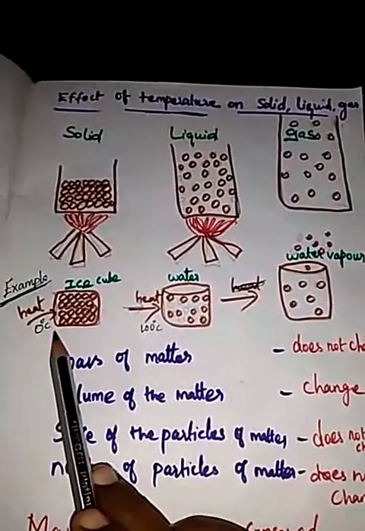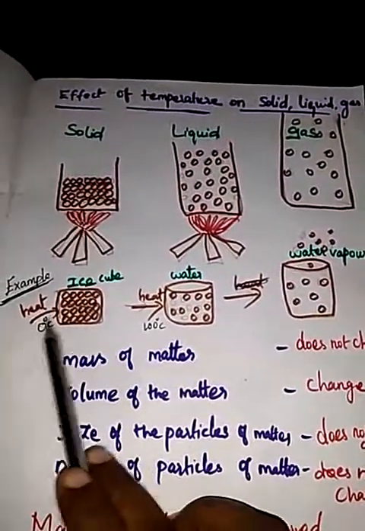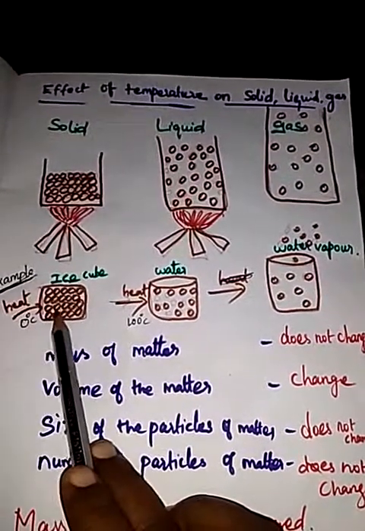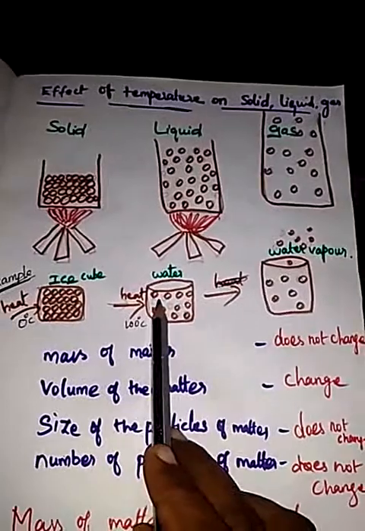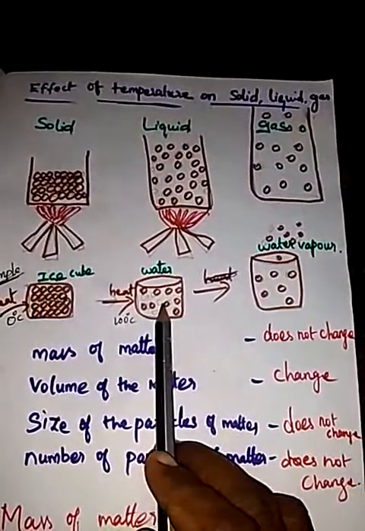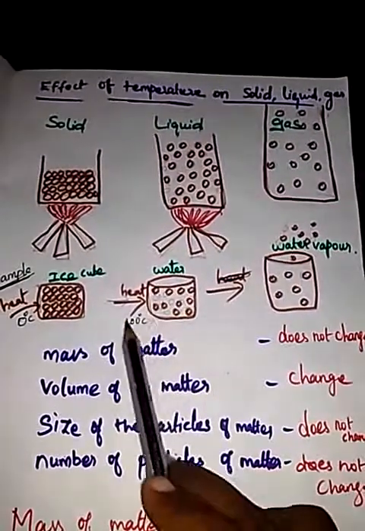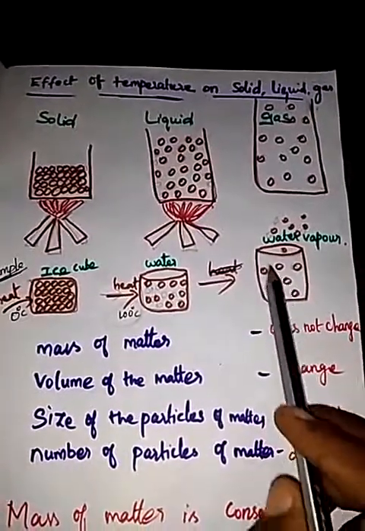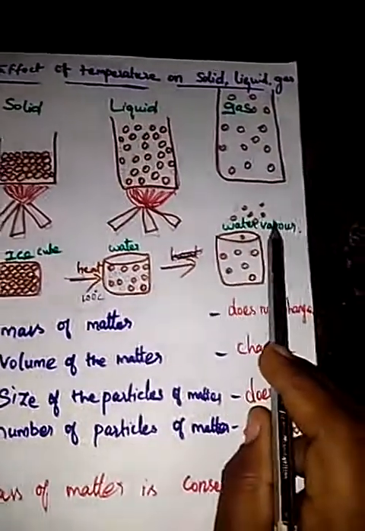For example, when solid ice is heated to 0 degrees Celsius, it melts and becomes liquid water. In the same way, when liquid water is heated to 100 degrees Celsius, we get steam, water vapor.